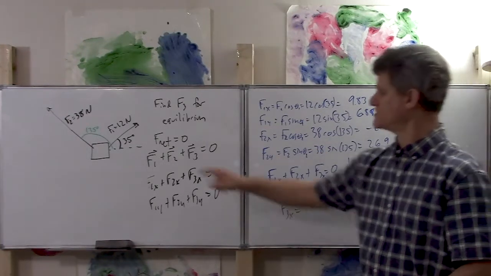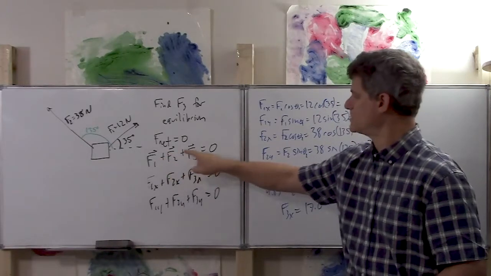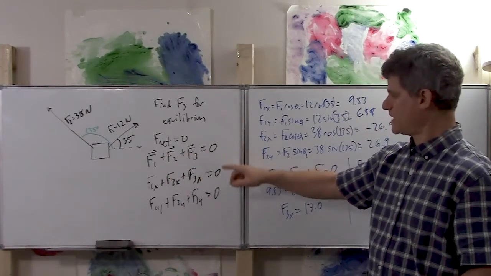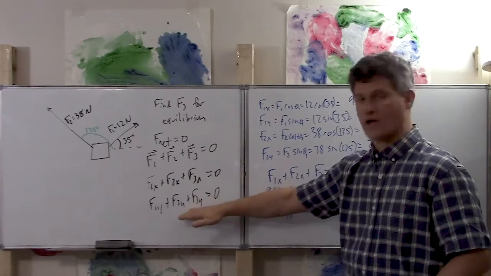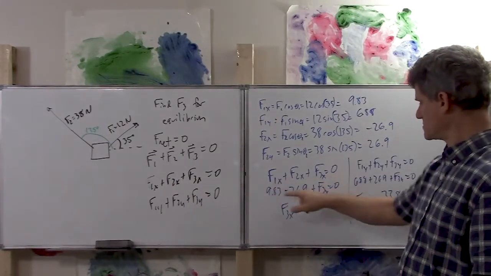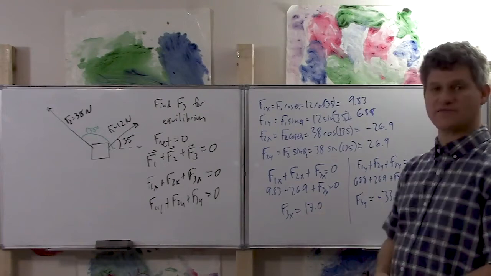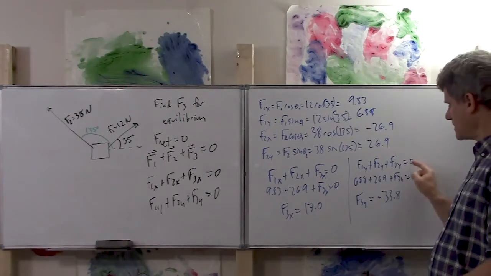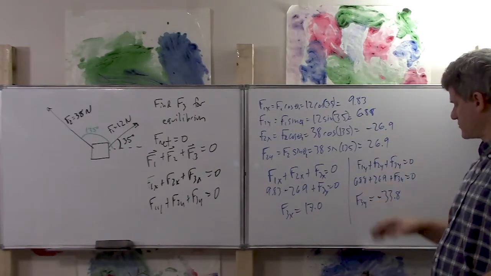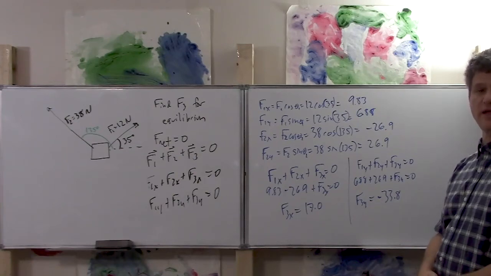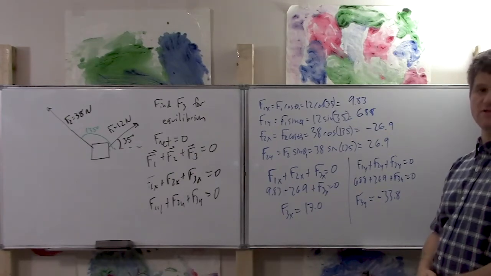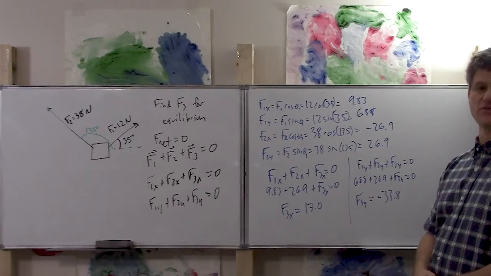So now we put numbers into the equation F1 plus F2 plus F3 equals 0. And we're going to handle that with the x components and the y components. Okay, with the x components, we plug in the numbers, and we get that F3x is 17.0. For the y components, we plug in the numbers, and we get that F3y is negative 33.8. So this gives us our x and y components of F3.